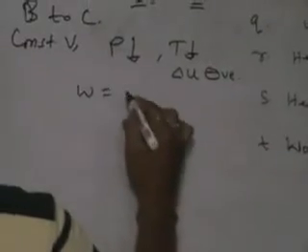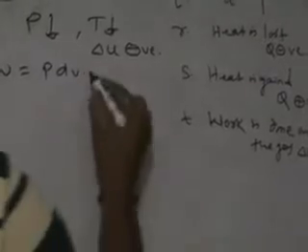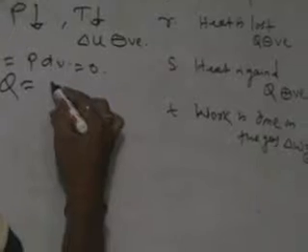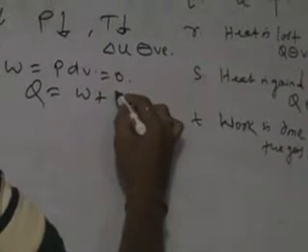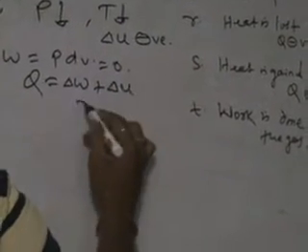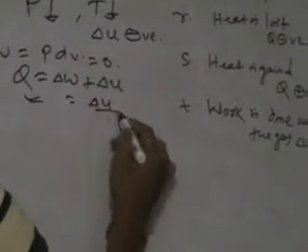So this is correct: U is decreasing, so P. That means Q is not correct. What about work done? Work done is P dV. For constant volume, dV is 0, so work done becomes 0. So Q becomes work done plus delta U, so Q is negative as delta U is negative. So what we are getting? R. And work done is 0.